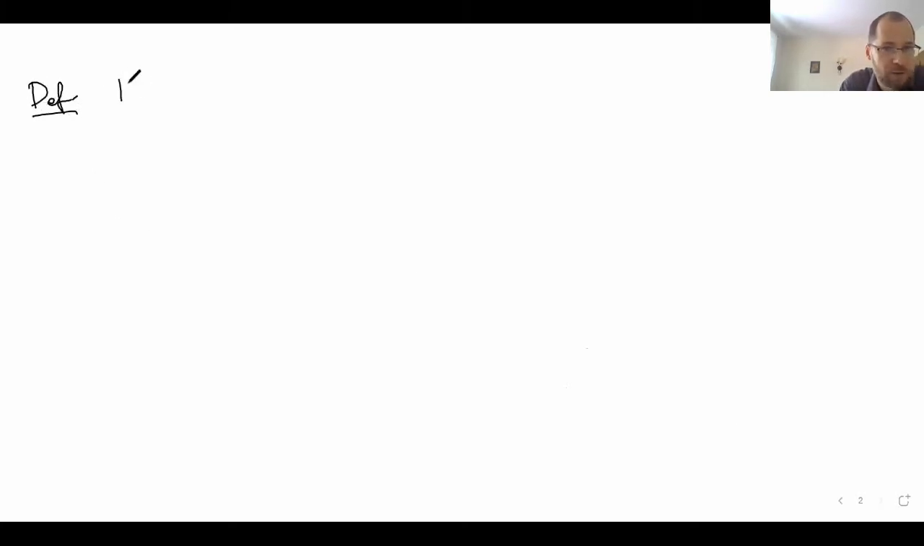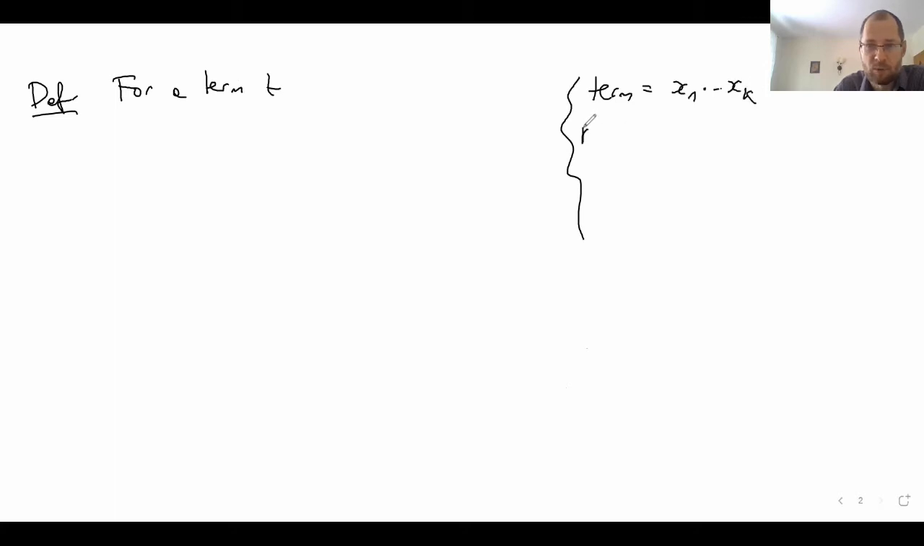Definition. For a term, I'm always confused by which is term and which is monomial. So I will take a term to be, say, a product of variables x1 through xk, and a monomial is a times x1 through xk, where a is a field element. I've seen both conventions used, so it's not a big difference for us, but we'll make these distinctions because a term is a purely Boolean object, and a monomial adds the algebraic stuff in some sense.